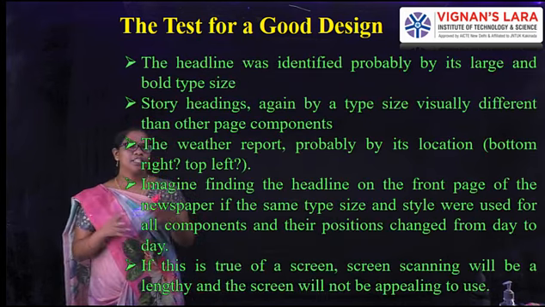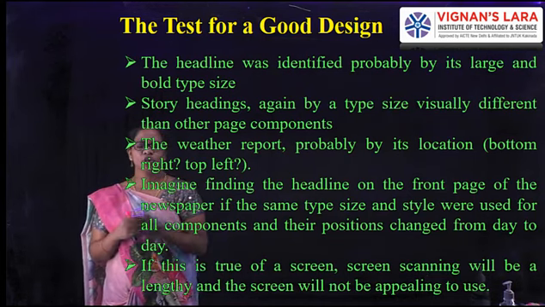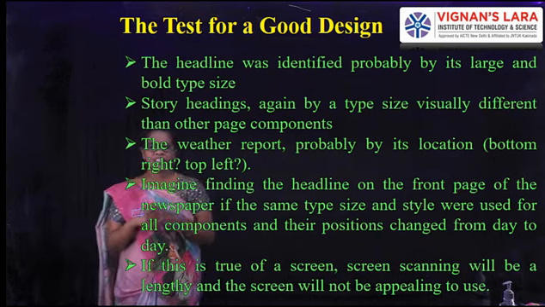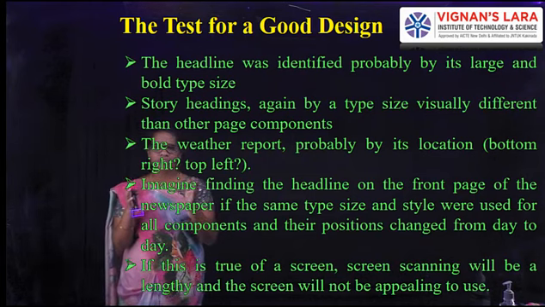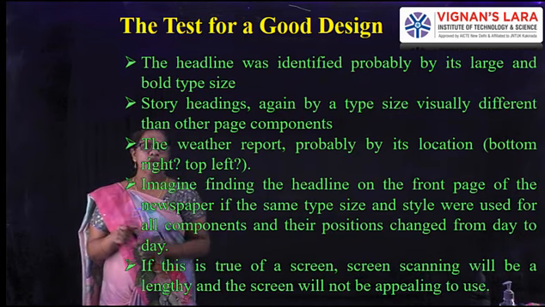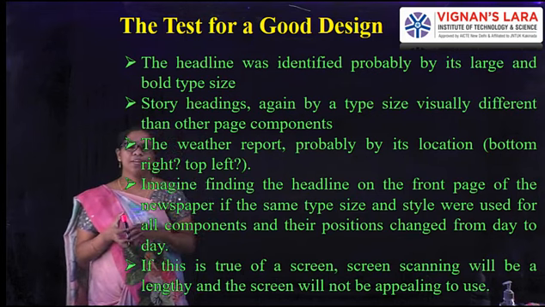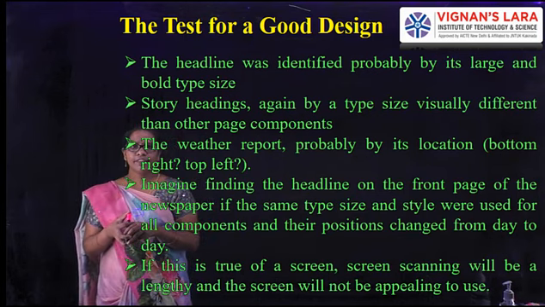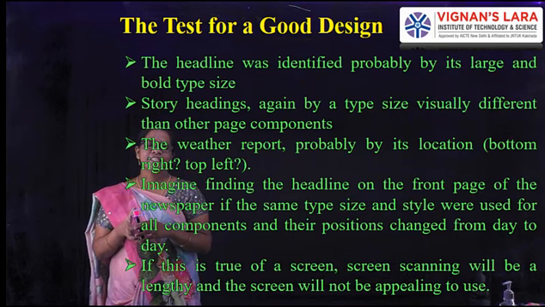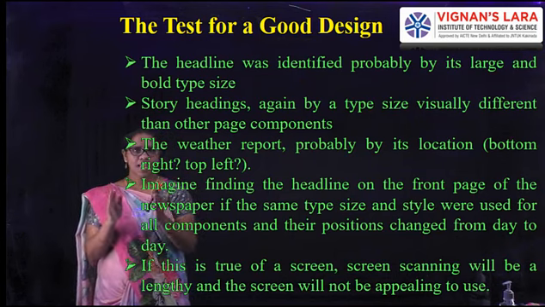The heading is identified probably by its large and bold type. Whatever headings are placed in a newspaper will be in bold, that means large size and bold type. And the next point is story headings, again identified by type and size, visually different from other page components. Whatever story headings are placed, they will be made visually distinct in size.